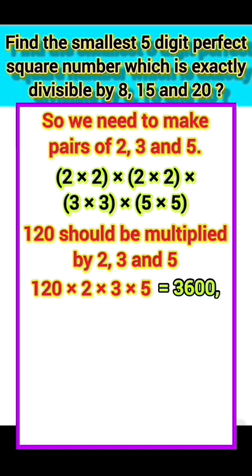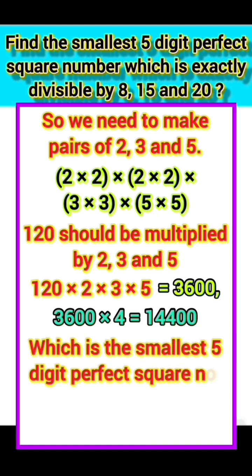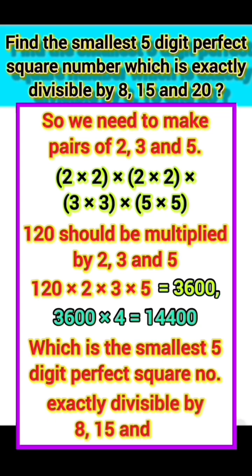is 3600, which is the greatest 4-digit perfect square number, not the smallest 5-digit perfect square number. Therefore 3600 should be multiplied by 4. That is 3600 into 4 equals 14400, which is the smallest 5-digit perfect square number exactly divisible by 8, 15 and 20.